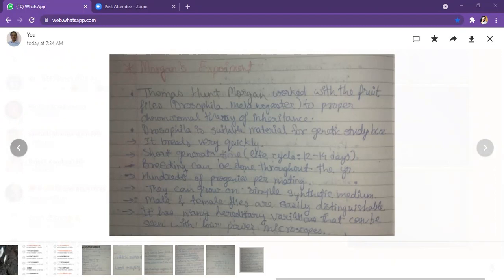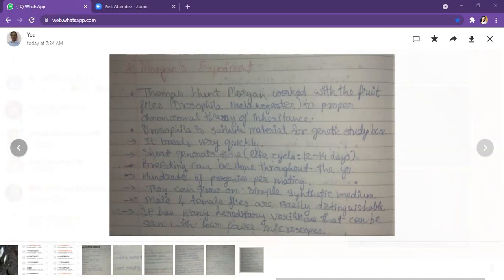Thomas did an experiment with the help of Drosophila. Drosophila is suitable material for genetic study because it breeds very quickly, short generation time, which is the lifespan is 12 to 14 days only.